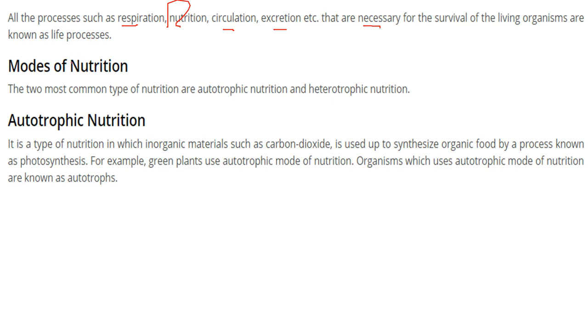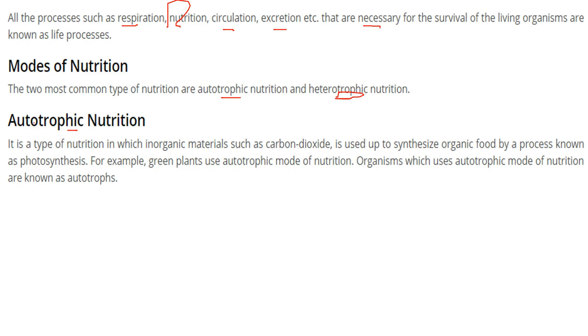So there are two most common modes of nutrition. One is autotrophic, the other is heterotrophic. So what is autotrophic? Autotrophic means making food by themselves, like plants make their food by themselves. What is heterotrophic? We, or the animals, eat plants; they don't make their own food.